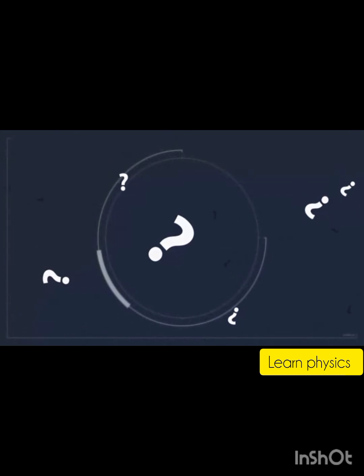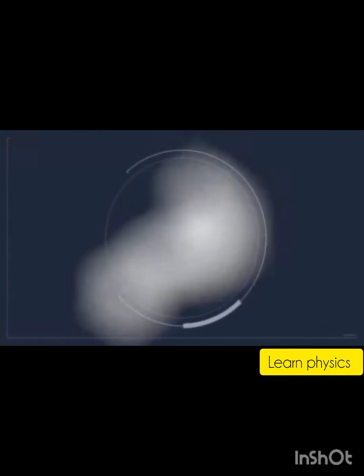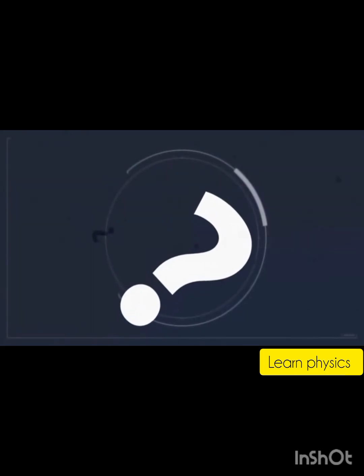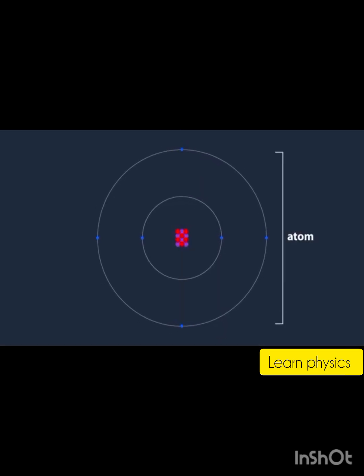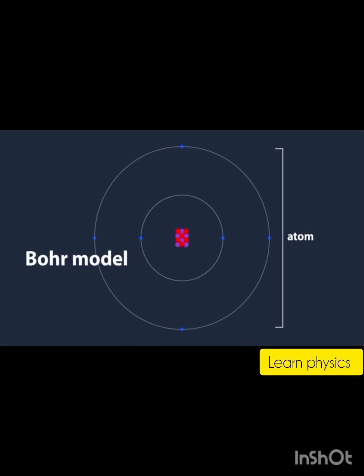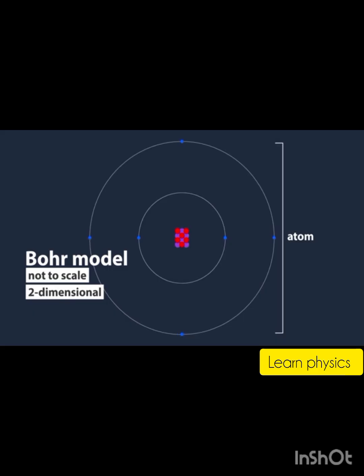This is where it gets complicated, because the inside of an atom cannot be seen, at least not at the time of writing. So we will use this representation of the inside of an atom. This is called the Bohr model. Keep in mind that it is not to scale and only two-dimensional.